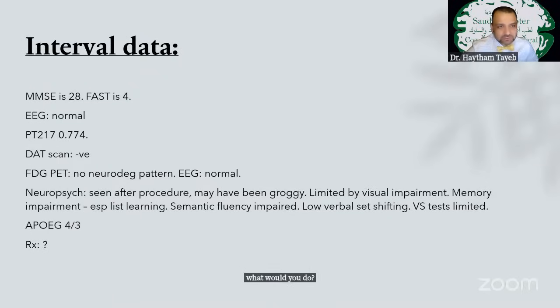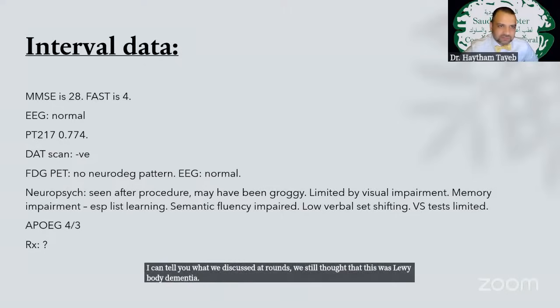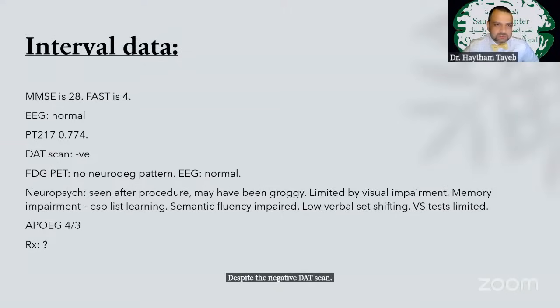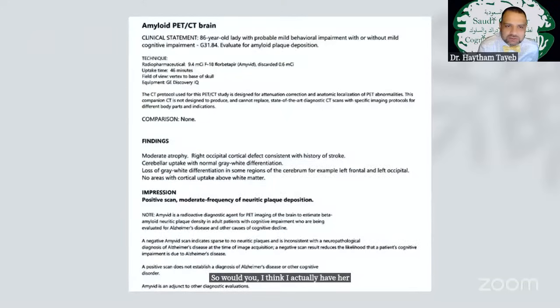They want to go on treatment. Once again, this person is waiting for a decision. I can tell you what we discussed in rounds. We still thought that this was Lewy body dementia, despite the negative DAT scan, even though that has reasonable sensitivity, because the presentation was really typical. I think I actually have her amyloid PET. She is amyloid PET positive, so she would be B3 A2. She has moderate frequency of neuritic plaque deposition. So what would you do?